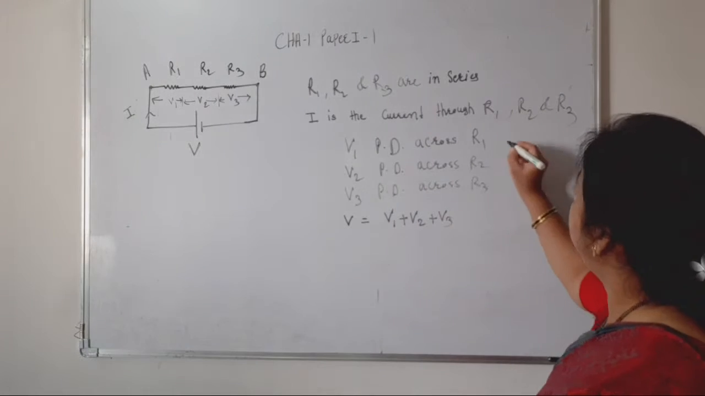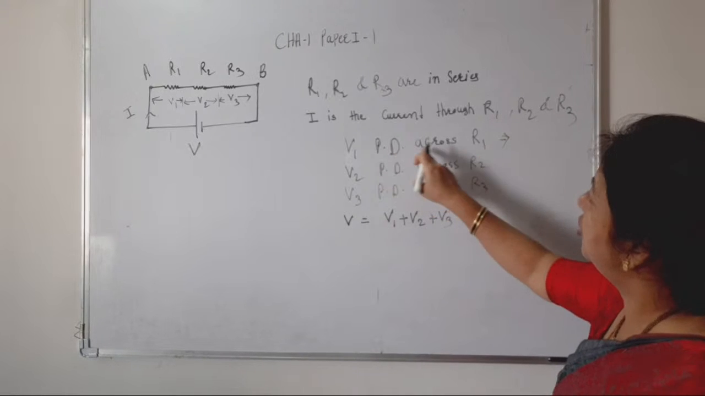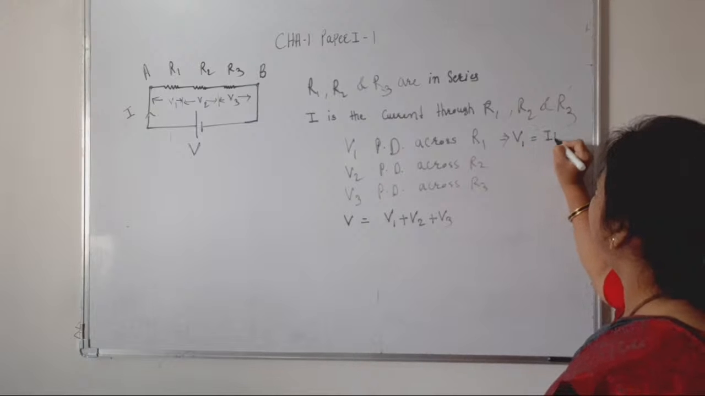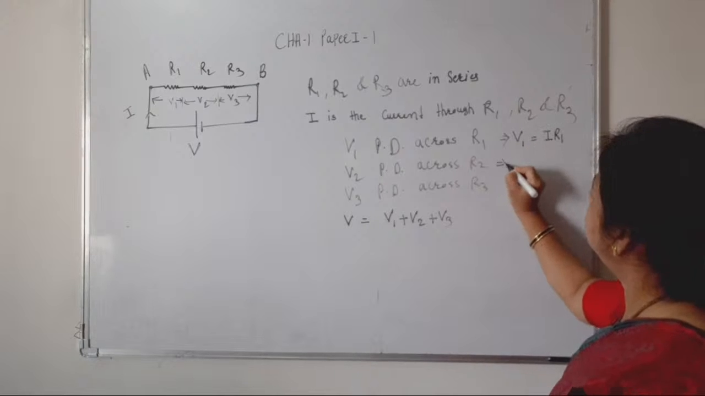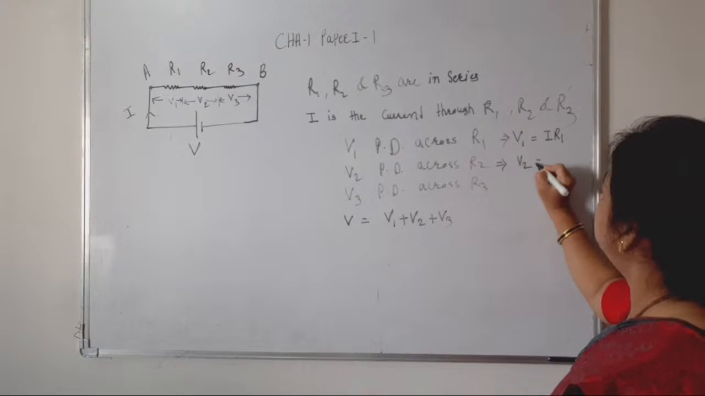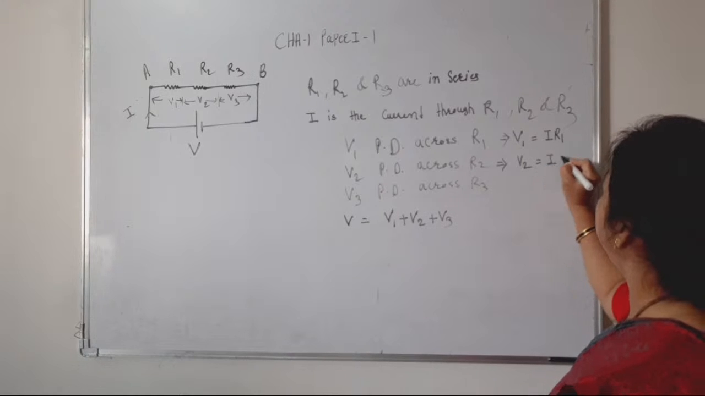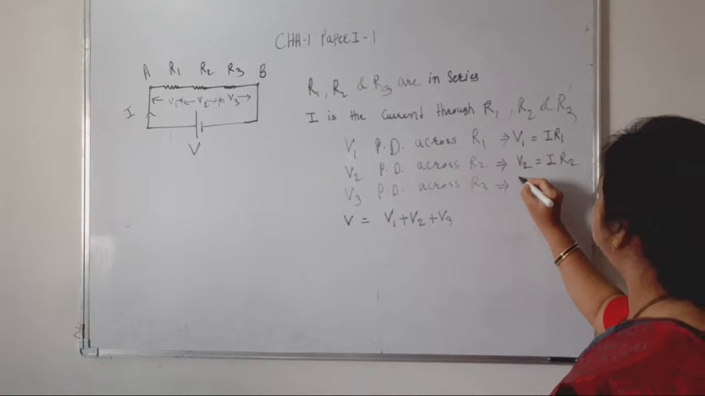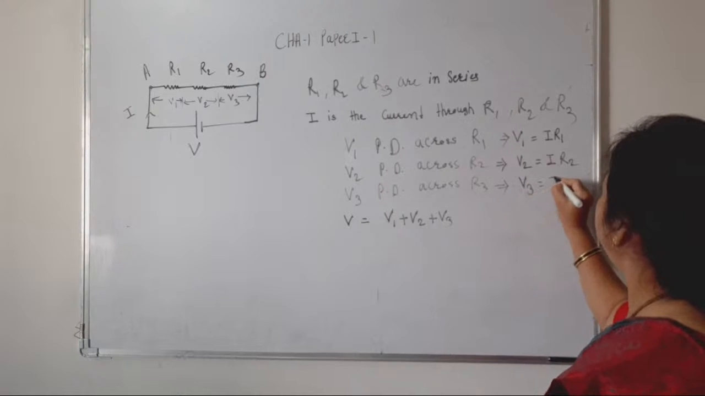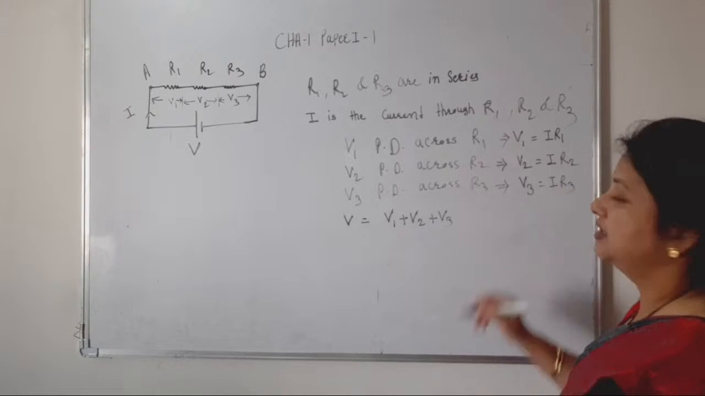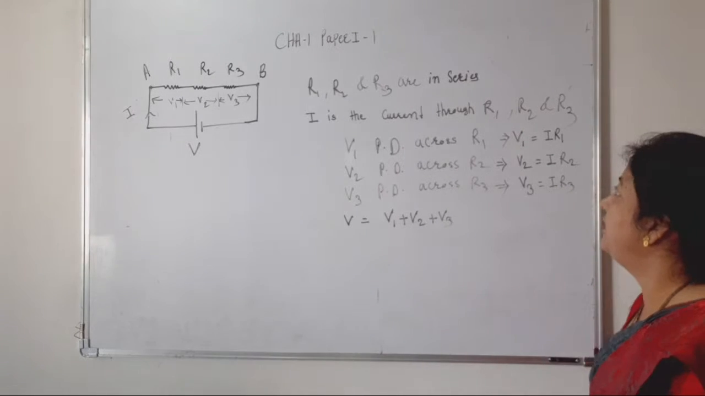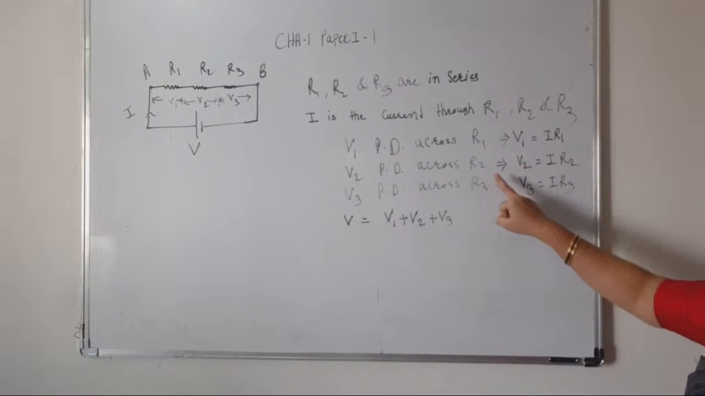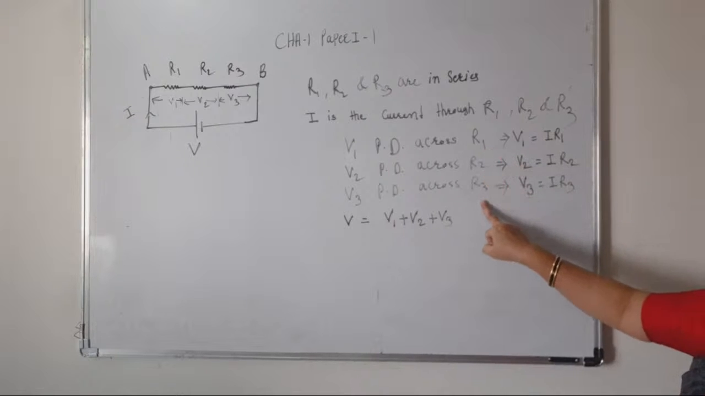Now, V1 is the potential drop across R1, which says that V1 is equal to I into R1. What do you say about V2? Potential drop across R2 is given by I into R2. What is the potential drop across R3? V3 equal to I into R3. So V1 is the potential drop across R1, V2 is the potential drop across R2, V3 is the potential drop across R3.